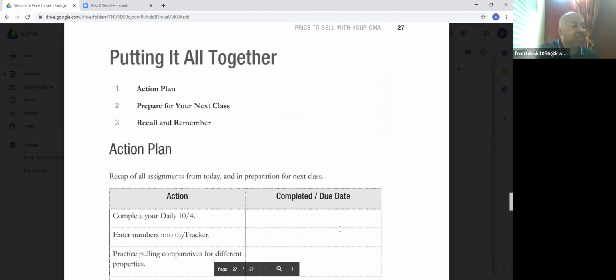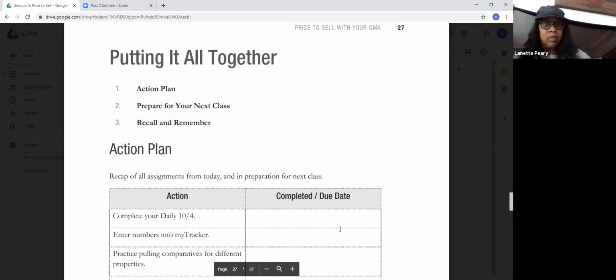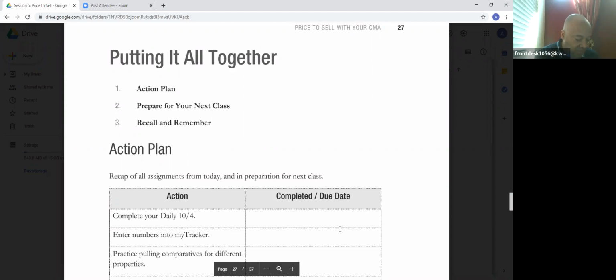Has anybody on here completed their 10-4? Yeah, it's the Keller Williams 10-4. I think you call 10 people per day, or you add 10 people to Command. That's what they want us to do for the action plan, so I'm going to start doing that.